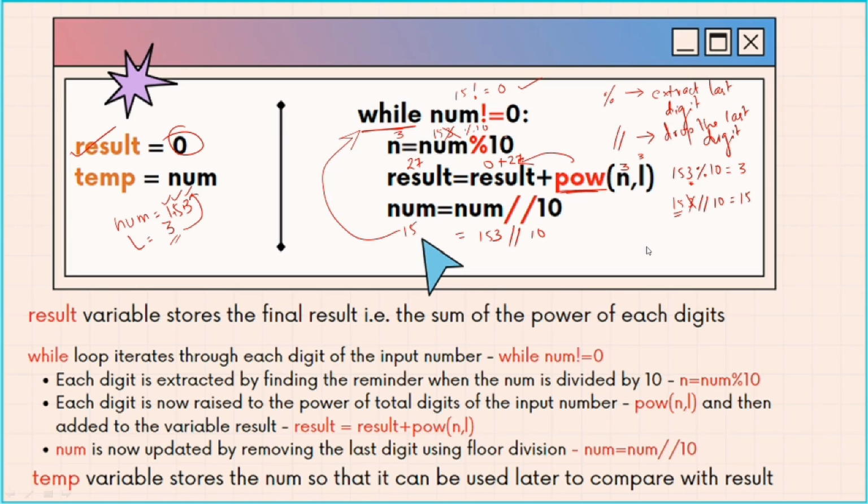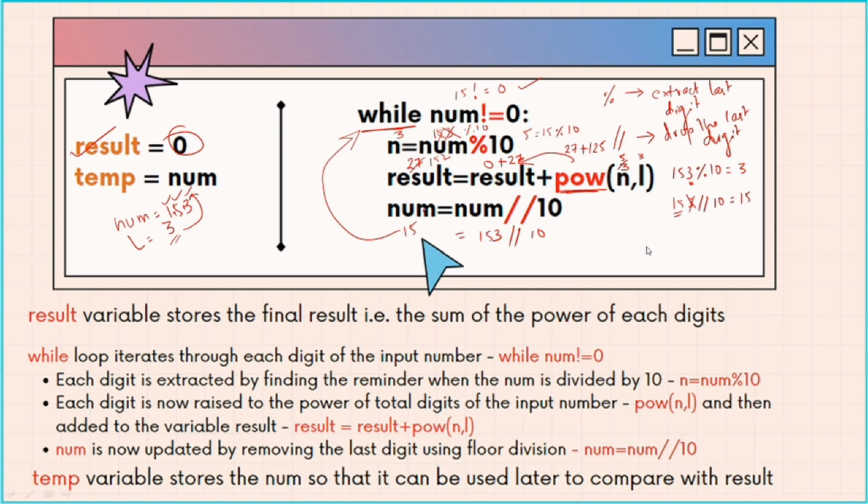So it will come inside, and what it will do is 15 mod 10, and the value will come as 5. Now here what will happen? Result equals 27, which is already there, 27 plus 5 to the power 3, which will give 125. So now the result will be updated and it will be 152. 27 plus 125 is 152. Now we are done with 5 again.